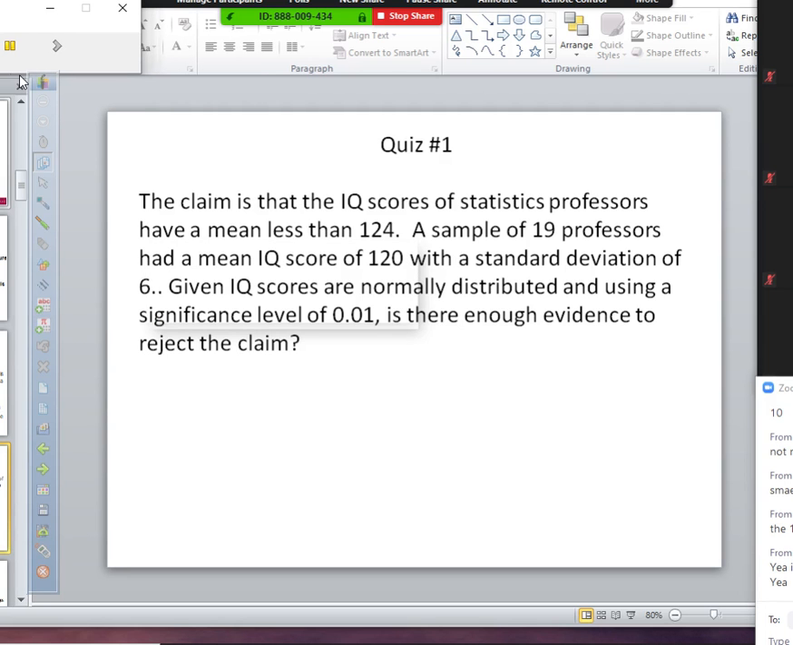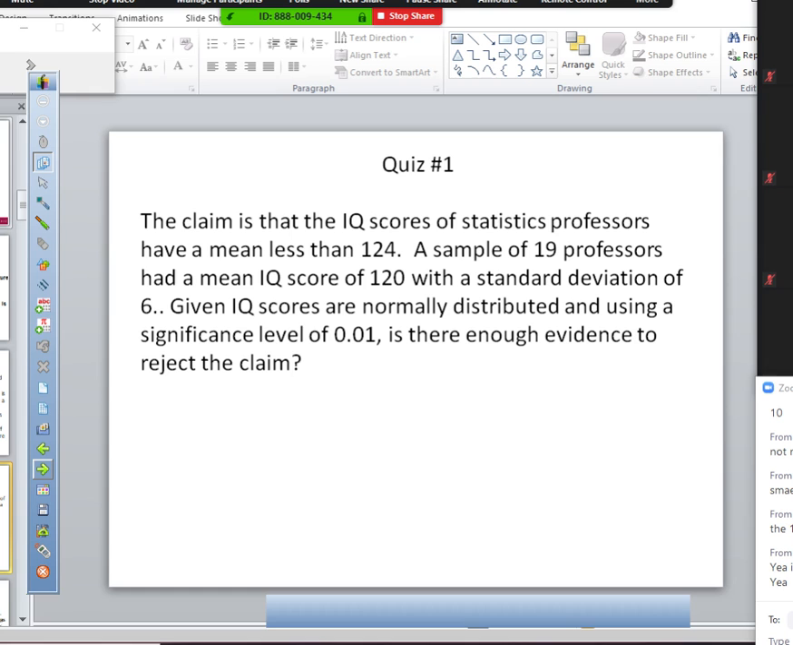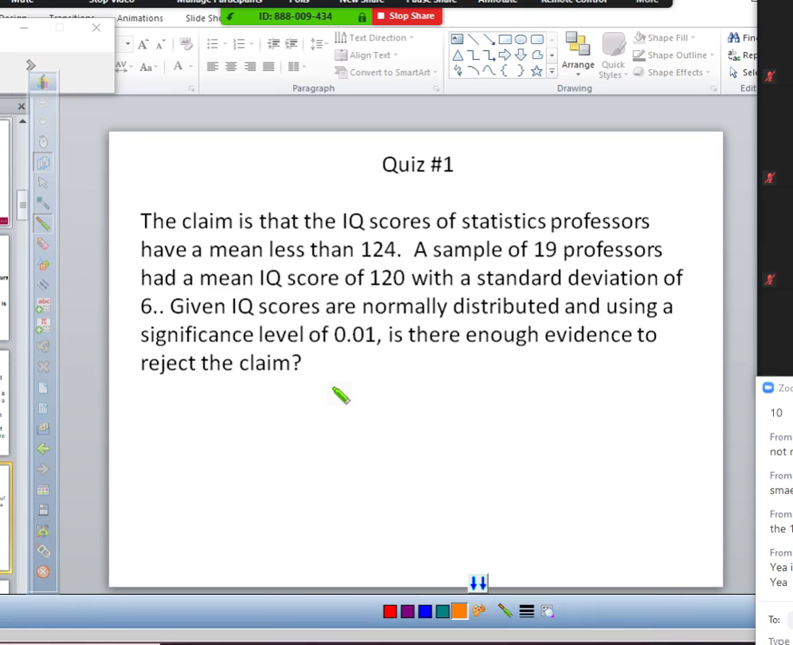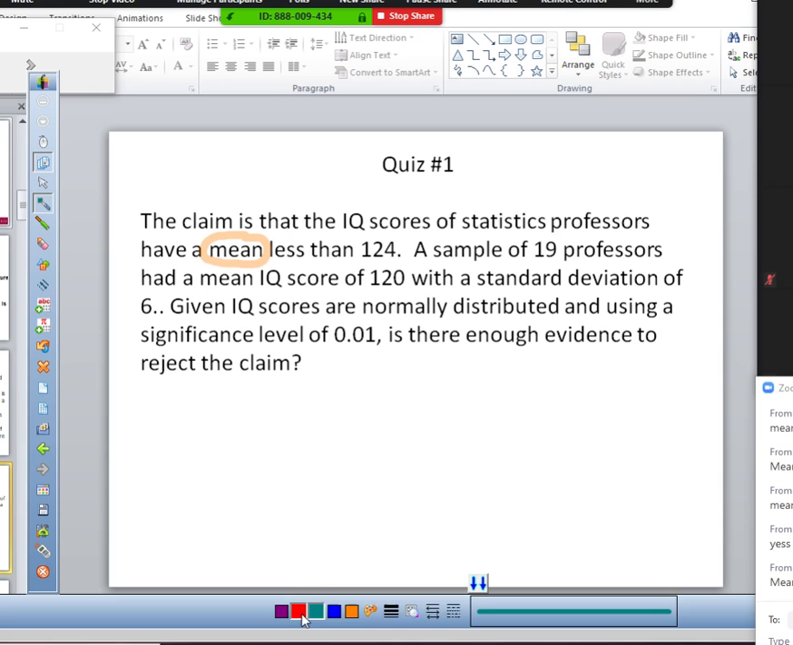On these quiz problems, all right, so the first one, let's go. I just want to go through a couple things really quickly with this first one, which is: is this a proportion or is it a mean? Do you see the word mean anywhere in here? Do you guys see the word mean? Yeah, you see the word mean right here? So this is a mean.